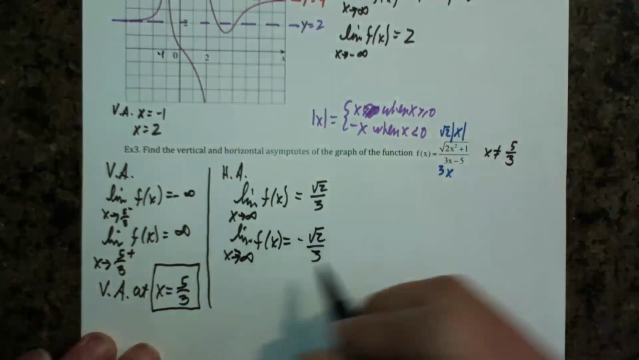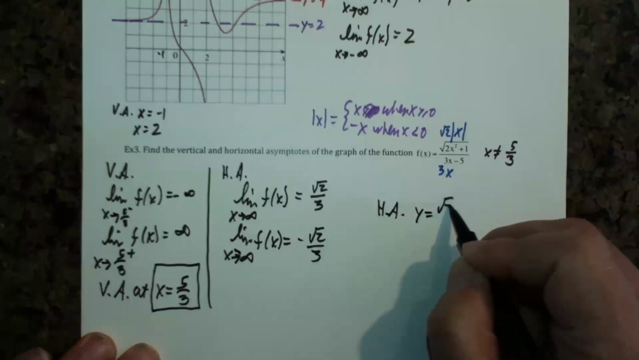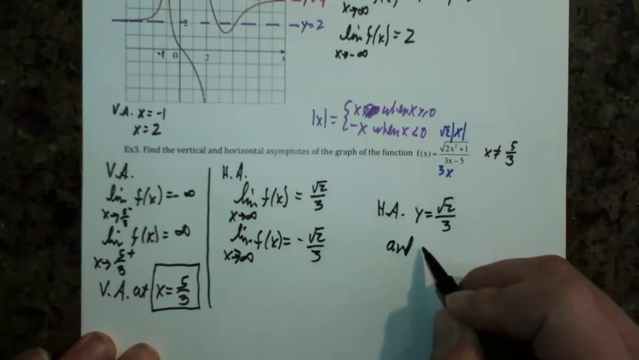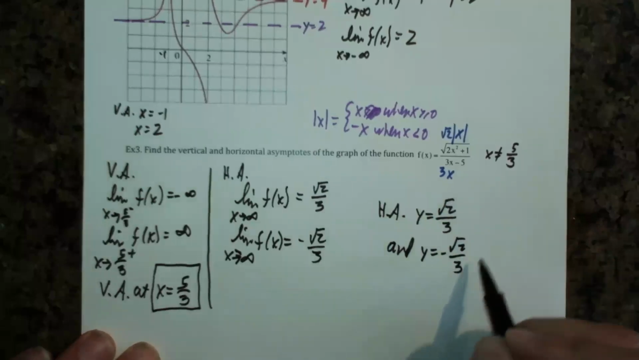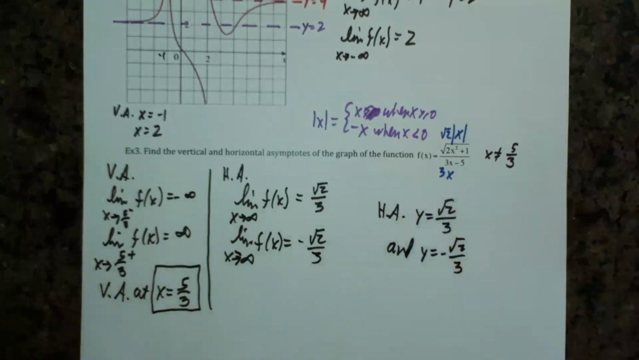So we have a horizontal asymptote at y equals √2/3 and one at y equals negative √2/3. When we're going to negative infinity, it's approaching here. We go to positive infinity, it's approaching here. I hope that was helpful.